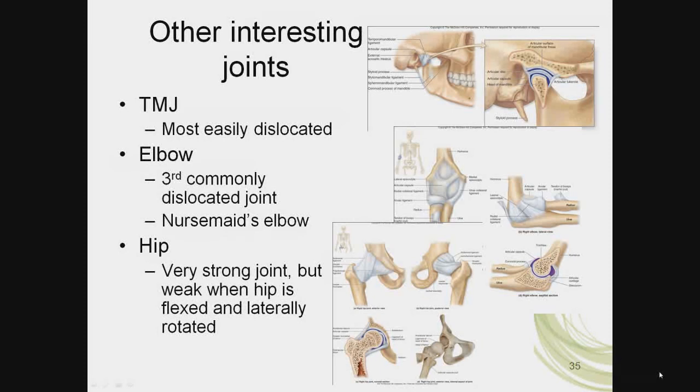However, the hip joint can be weakened when the hip is slightly flexed and laterally rotated. That would be the femur slightly flexed and laterally rotated, like when a person is driving and they're pressing on the gas. If you were to be hit in a front-end collision, that impact with your foot on the gas pedal is enough to knock the head of the femur out of the acetabulum.